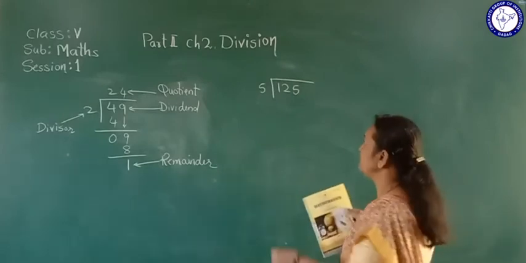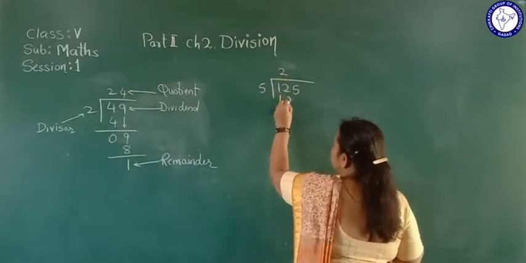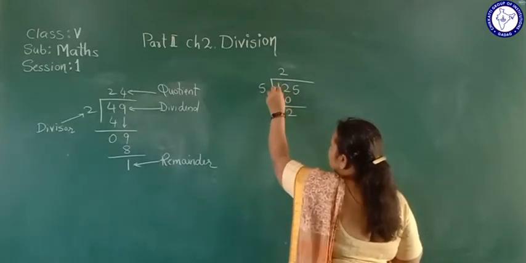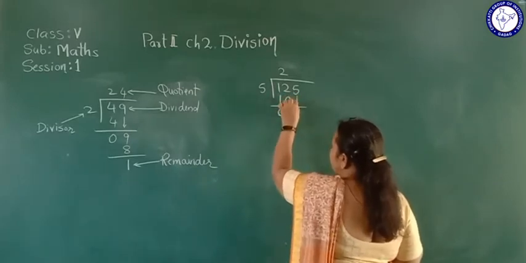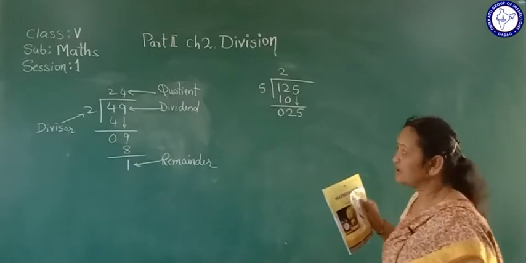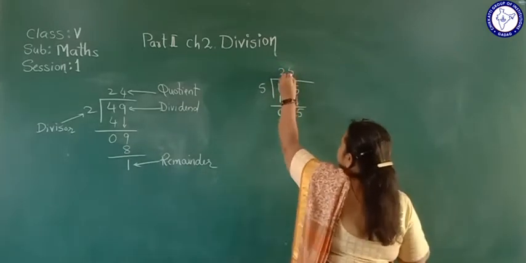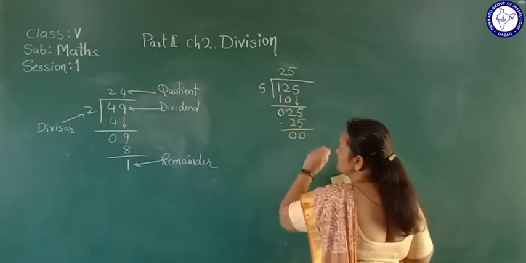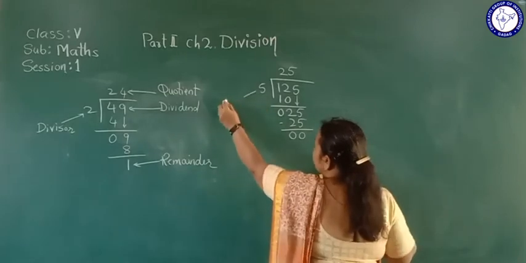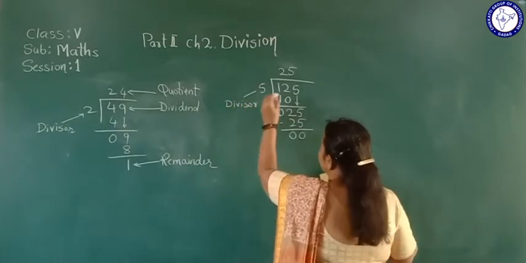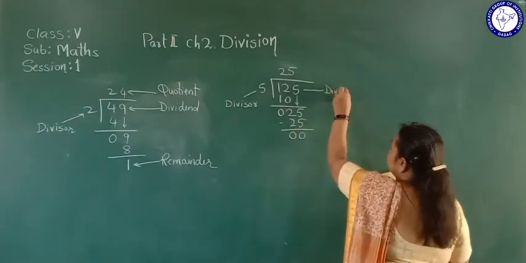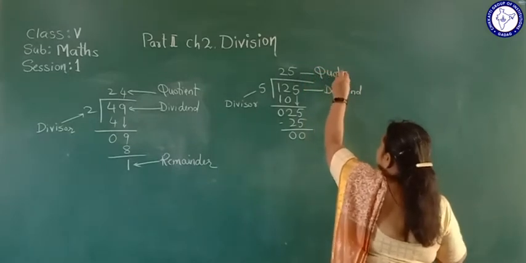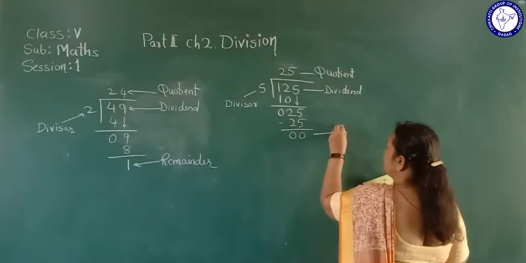Now 12 you have to divide by 5. So in the 5 table we get 5 2s are 10. Now 2 minus 0 is 2. 1 minus 1 is 0. Now bring down this 5 here. So 5 5s are 25. Now 25 minus 25 is 0. Now this we know is the divisor, this is the dividend, this is the quotient, and this is the remainder.